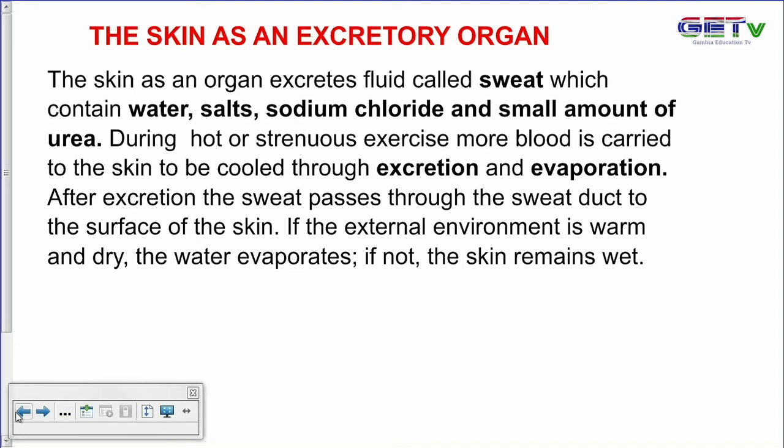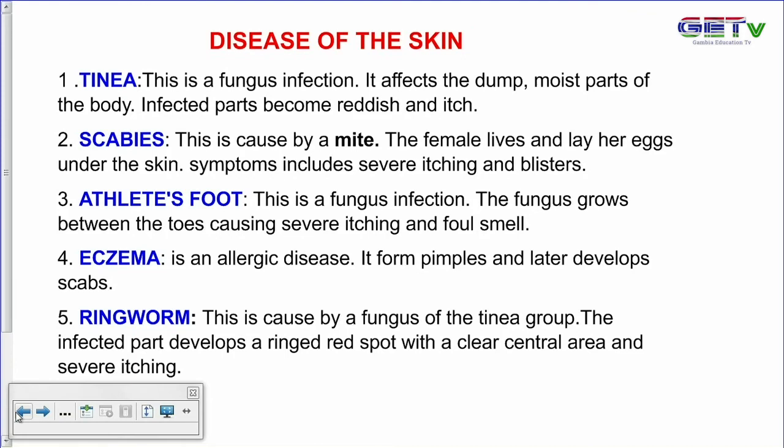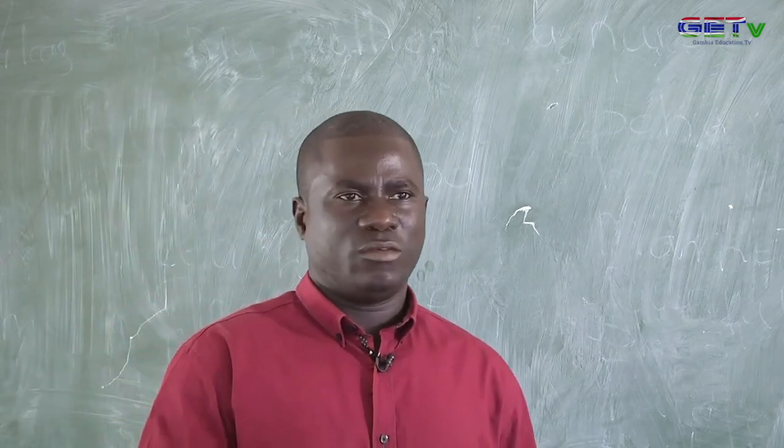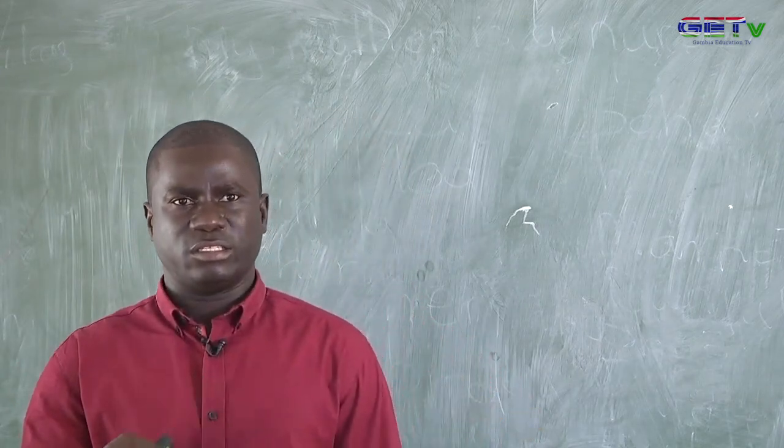You see, after excretion, the sweat passes through the sweat duct to the surface of the skin. If the external environment is warm and dry, the water evaporates. So this is basically what the skin does as an excretory organ. Okay? We are moving to the diseases of the skin. I said in the first slide we are going to look at the skin as an excretory organ.